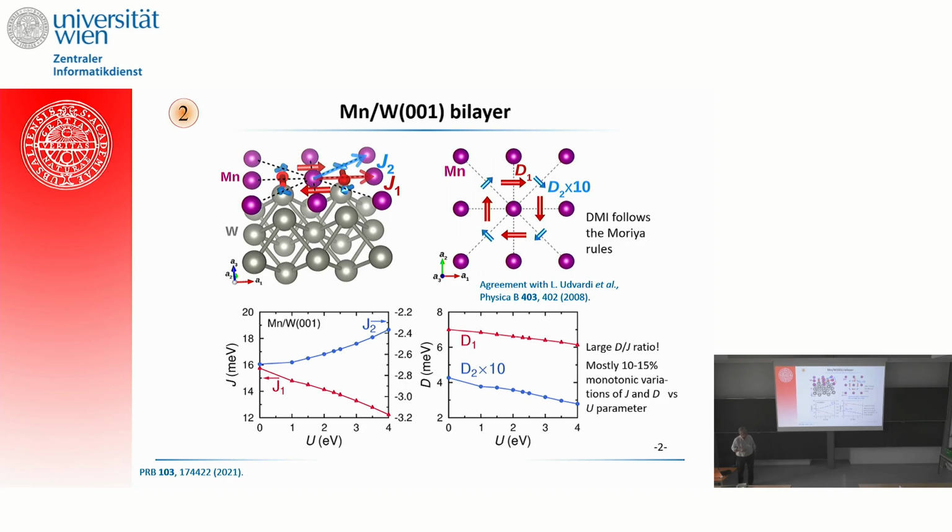So again, we wanted to test ourselves and see how well we could calculate stuff. And so here's an example. We're not super interested in manganese and tungsten (001) systems, but it was a good system that had been measured, and we wanted to test and see how well this works.